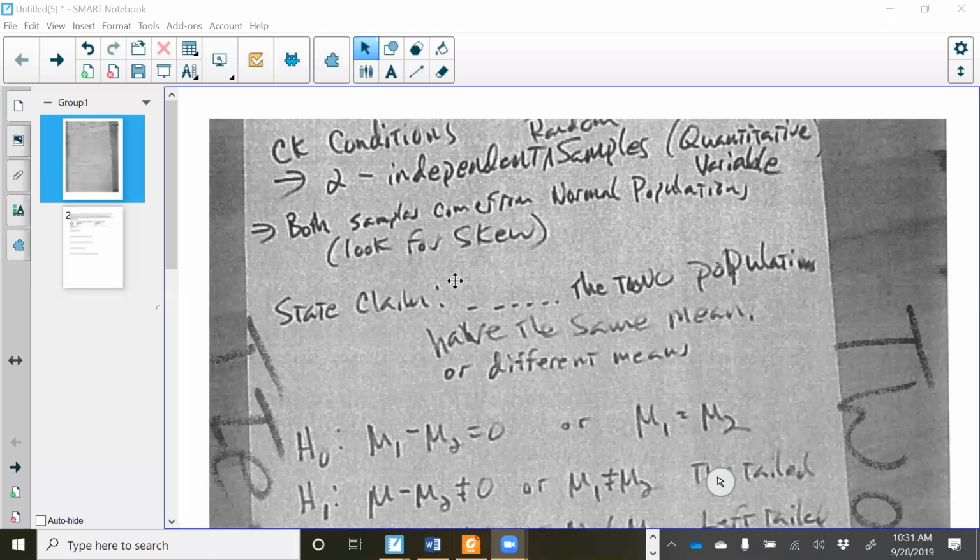Okay, so now I'm going to record a video about testing the difference between two means. These are independent samples. These are no longer paired differences. You're talking about two different samples, and they're measuring the same thing. I mean, it could be male and female.